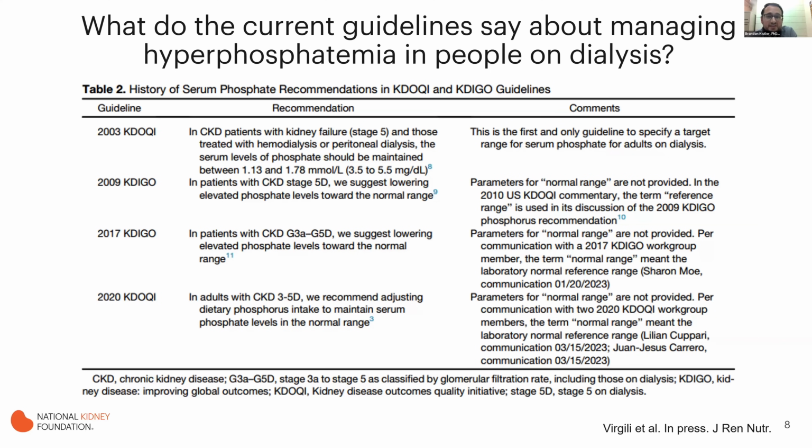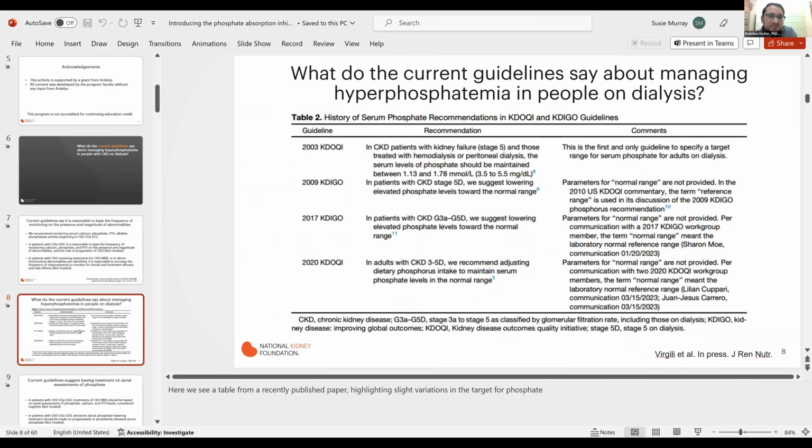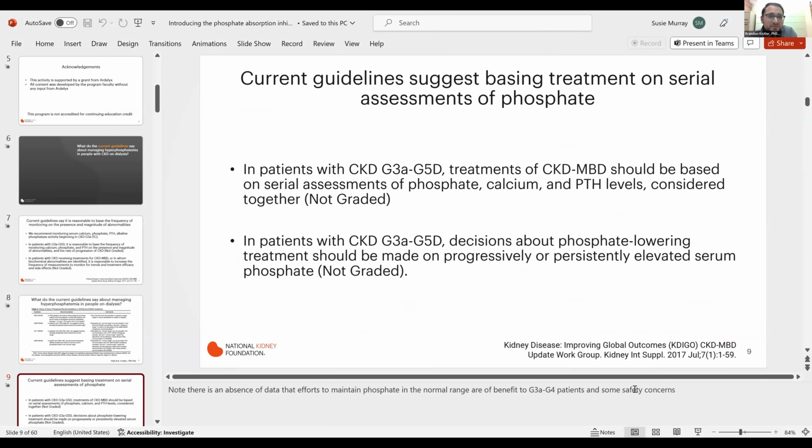And so this would suggest that even though these guidelines are outlining this normal range of 2.5 to 4.5 milligrams per deciliter, at least some practitioners are currently using targets of 3 to 5.5 milligrams per deciliter. If we advance, we start to talk about what to do with treatment.